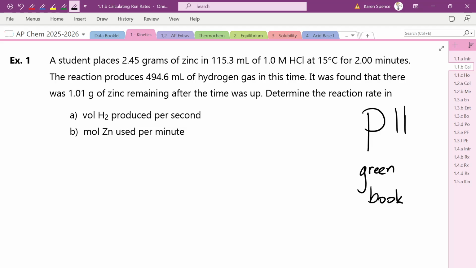Folks, you don't have to change from milliliters to liters because it doesn't specify. It just says volume. You can use milliliters.